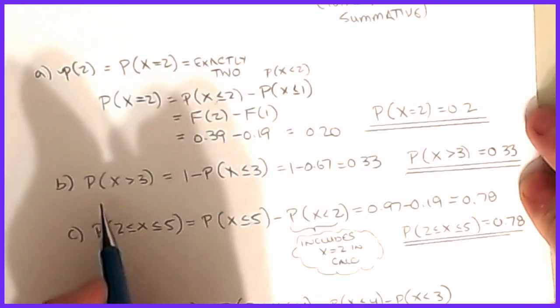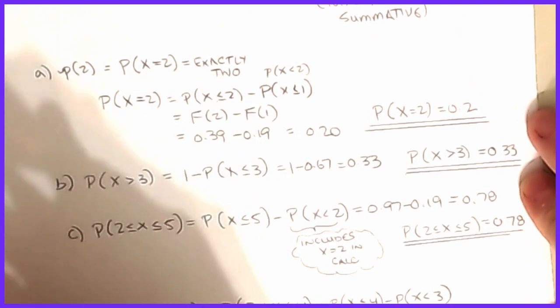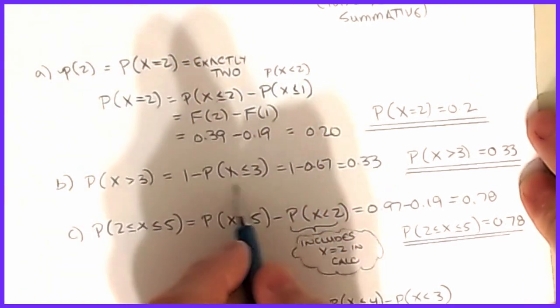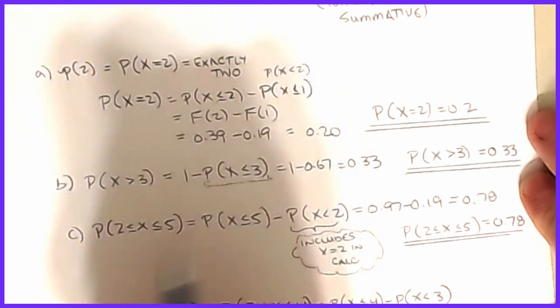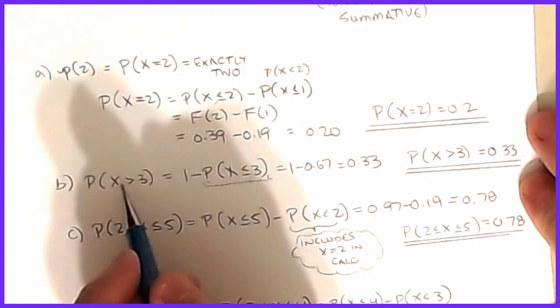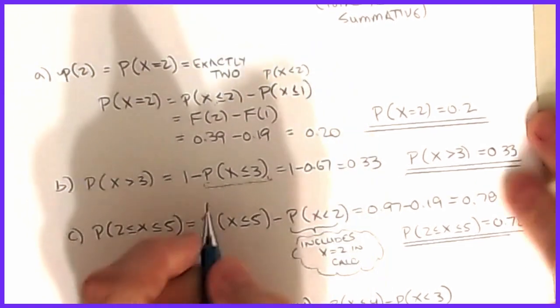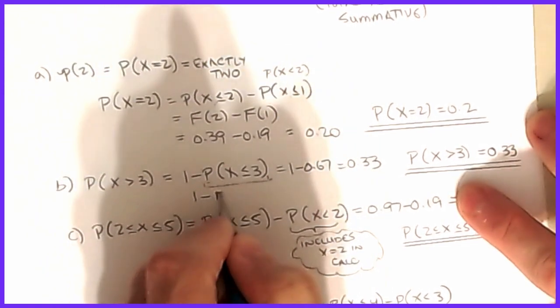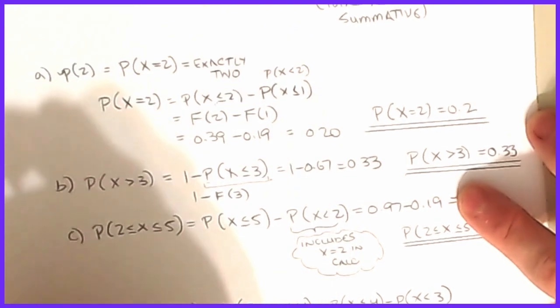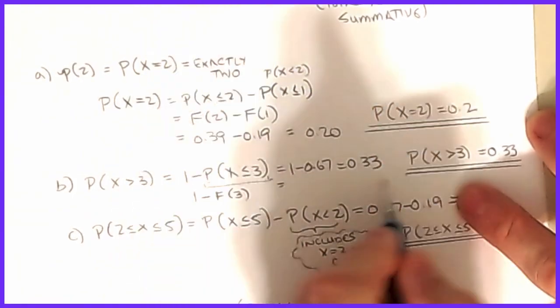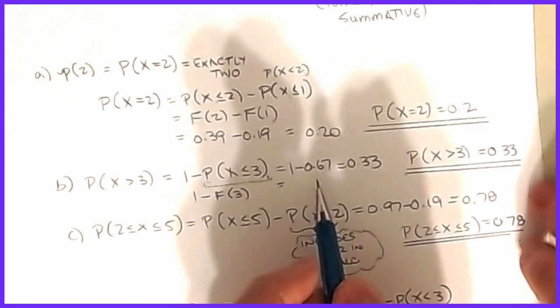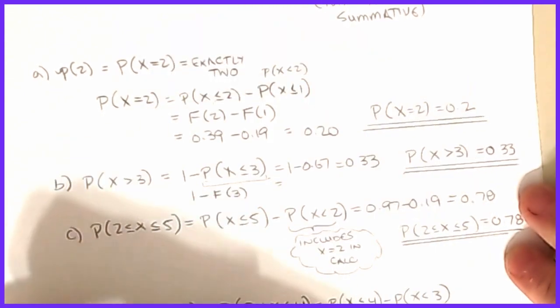Okay, now let's try probability of x greater than 3. So again, everything that we do with the CDF has to be in a form like this. So x greater than 3 is the same as 1 minus the probability of x less than or equal to 3. So this becomes 1 minus the functional value of 3 for the CDF. All right, and then we can plug those in the same way. So 1 minus 0.67 gets me 0.33.